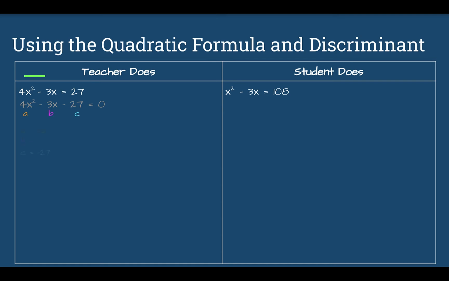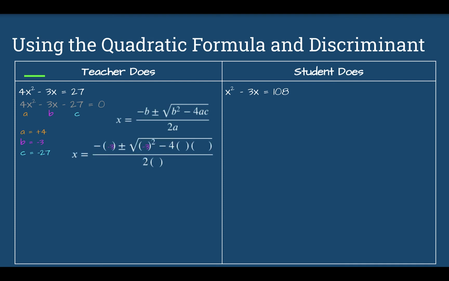Identifying our A, B, and C. A is positive 4, B is negative 3, C is negative 27. Let's plug them into our formula. So B, negative 3, A is 4, C is negative 27, and then A on the bottom is 4. Just like last time, we have a negative out front. So that's going to turn it into positive 3. And then inside our square root, we have 9 plus 432. And then on the bottom, we have 2 times 4, which is 8.